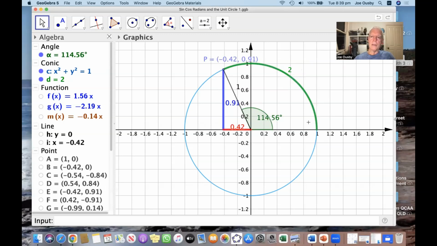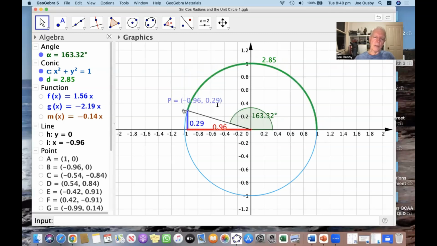That's 2 radians. 2 radians, notice the length of the green line is 2. So that means that 2 radians is roughly equal to 114 degrees, as you would expect. It's twice as much as it was before. Now, if we keep going, 3 radians will bring us down to a point somewhere here. And of course, that's just shy of 180 degrees.